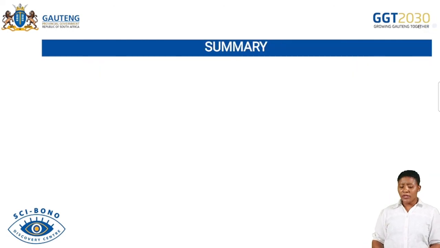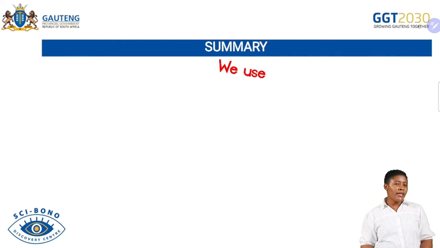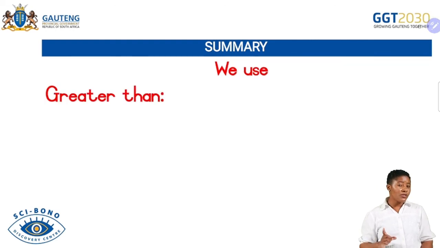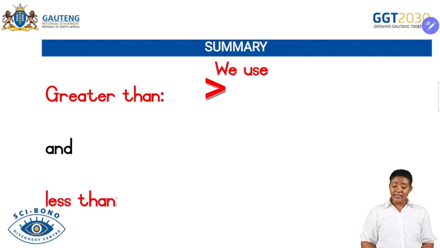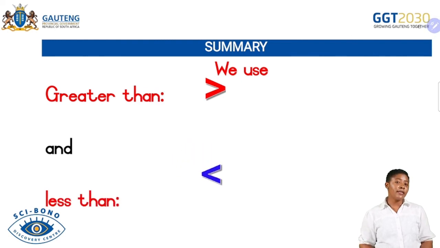Right, let's look at what we've been doing. Remember, we said we use what? When we are comparing, we use what? Remember, we said we use greater than when we are comparing our numbers. And what else? This is the greater than sign, greater than symbol, and the less than. Right, this is our less than symbol.